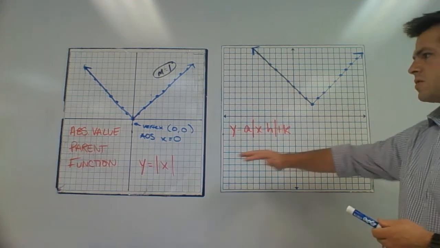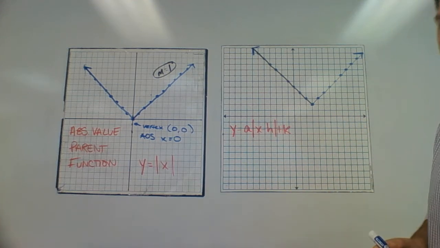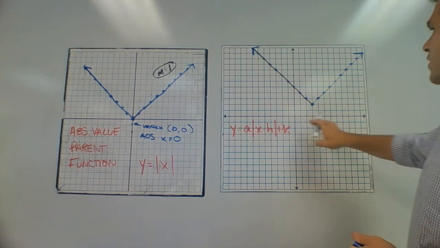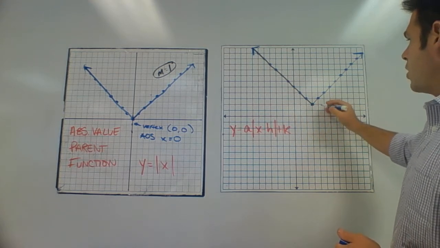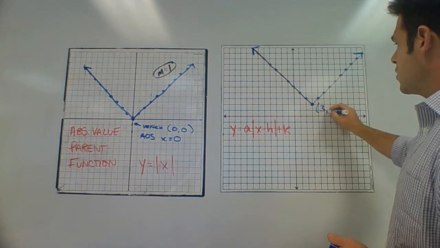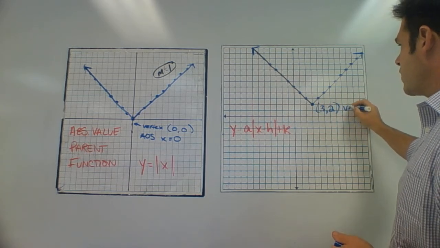The first thing I always want to figure out if I have a picture is what is the vertex. Vertex here would be 1, 2, 3 for the x value, up 2 for the y value. So my vertex here is (3, 2). That's my vertex.